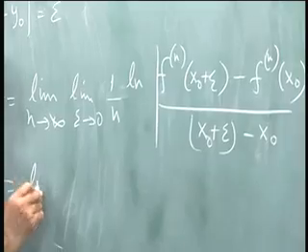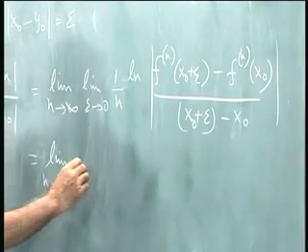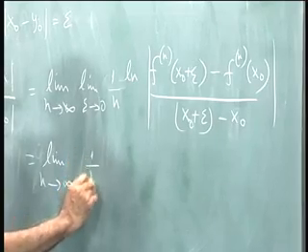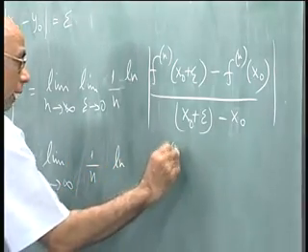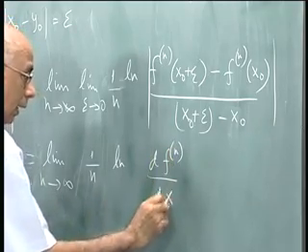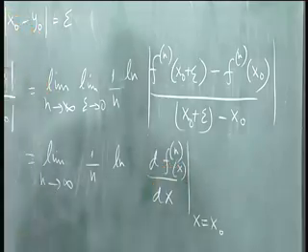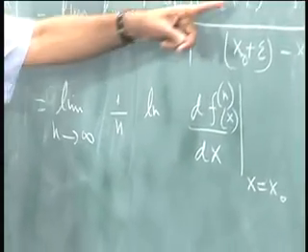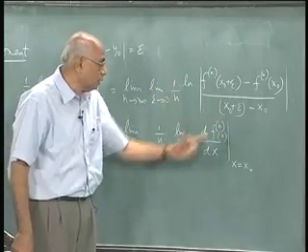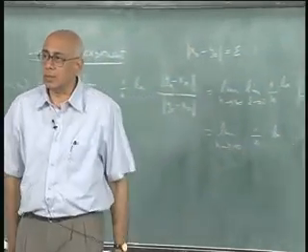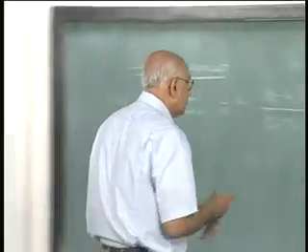So this is equal to the limit n tends to infinity of 1 over n log of d f n over dx at x equal to x naught. It is the nth derivative of this function f superscript n with respect to x at the point x equal to x naught, and the modulus of this.